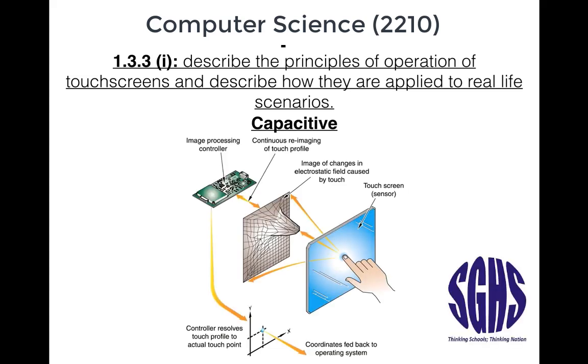So a capacitive touchscreen device kind of looks like this. There's the microprocessor, there's the screen, and the electrostatic field caused by touching the screen, and coordinates are fed back.